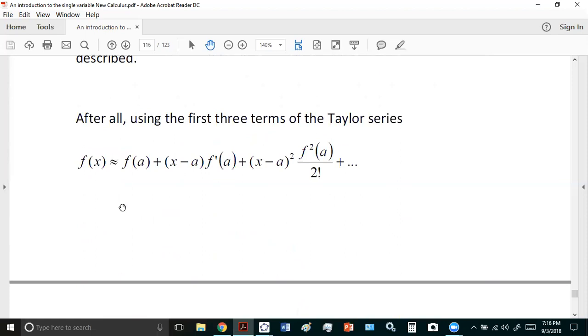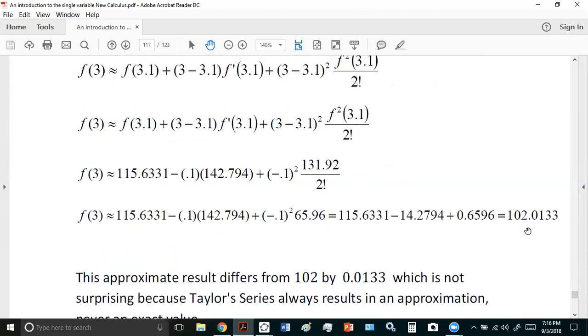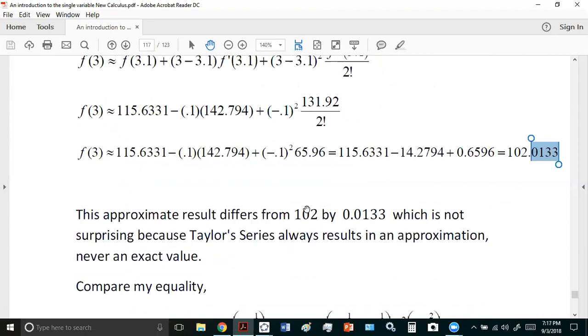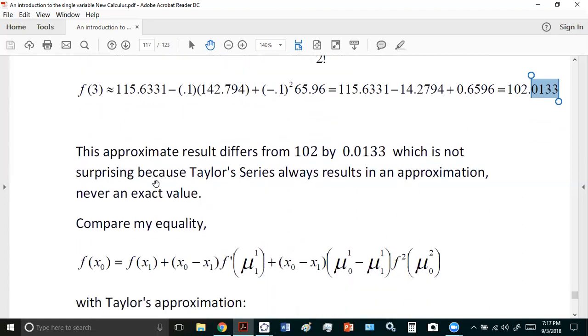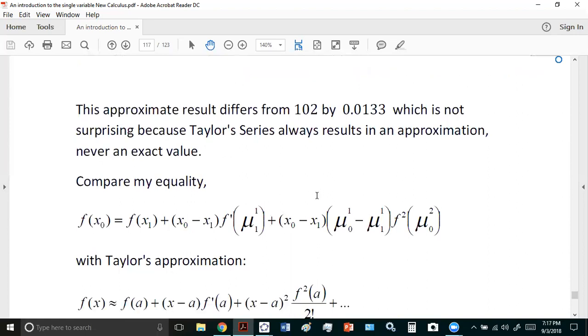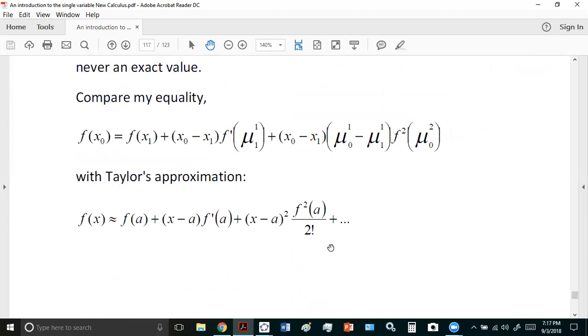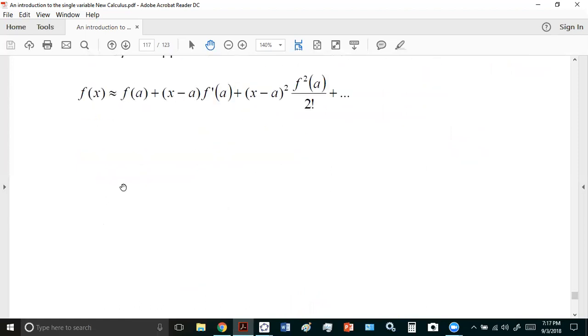If you look, however, at the approximation using the Taylor series, it's never exact. It's 102 point some fractional value, which you find after. So it's not surprising that Taylor series always results in approximations, because it's not a complete closed form. It's always what you call in the mainstream an infinite series. It's not really infinite. It's really a partial sum followed by an ellipsis, as you've seen in the previous chapters. So if you compare my equality with Taylor's approximation, that's what you have, okay?